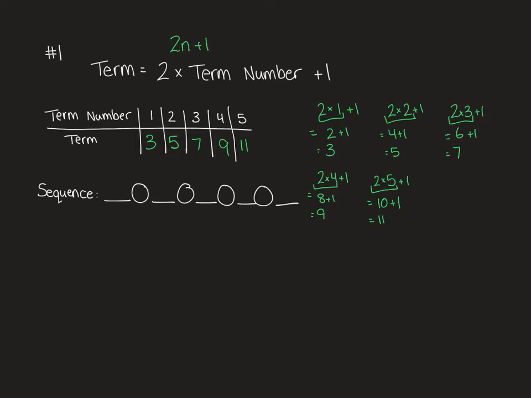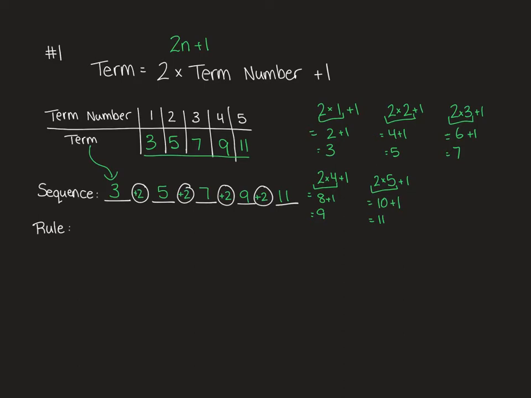Now, to fill in our sequence, it is made up of our 5 terms. So we would just go 3, 5, 7, 9, 11. So you put your terms onto the lines. Then we need to find the gaps. So to get from 3 to 5, we add 2. To get from 5 to 7, we add 2. 7 to 9, we add 2, and 9 to 11, we add 2.